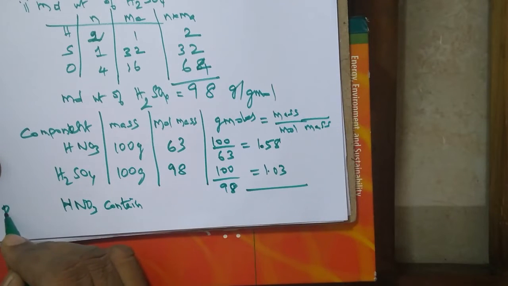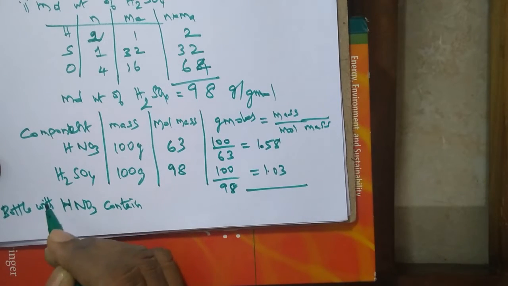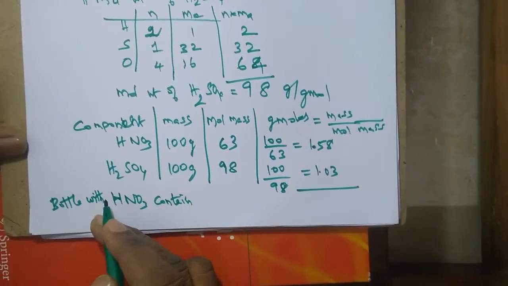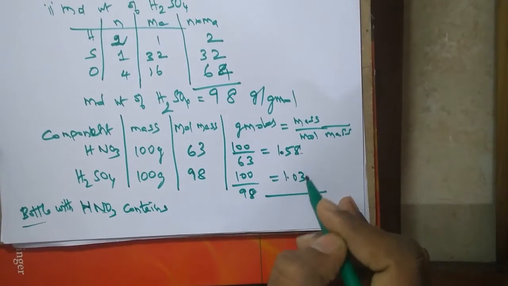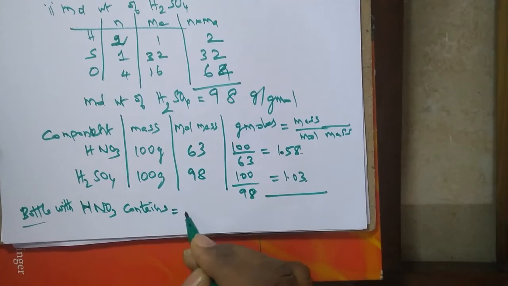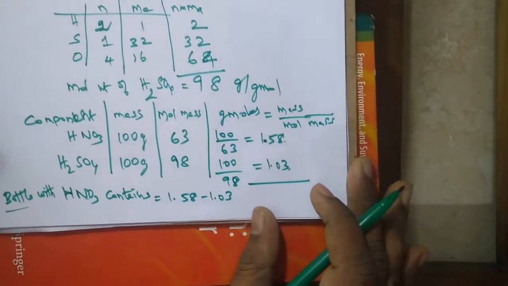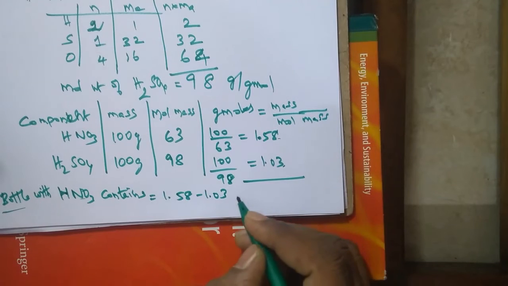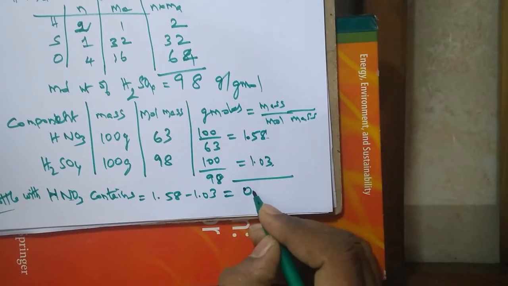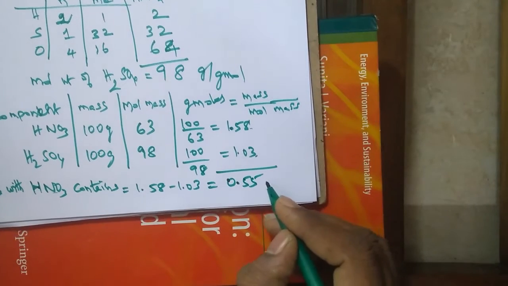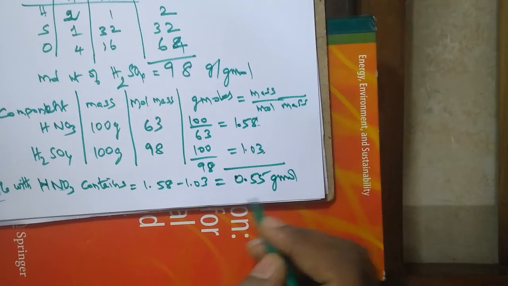The bottle with HNO3, nitric acid, will contain more. Now we have to tell how much more. What is the difference in moles? First find how much excess gram moles there are. 1.58 minus 1.03 is 0.55 gram moles.